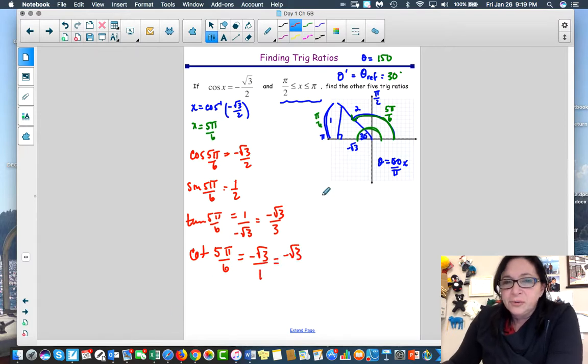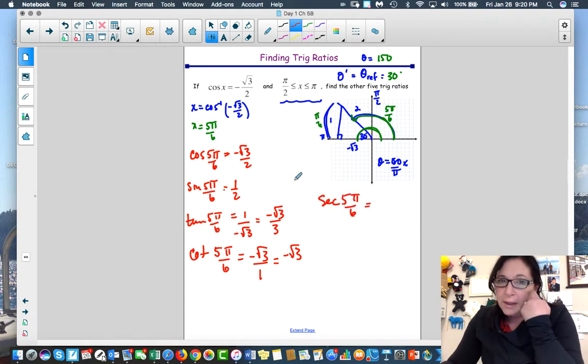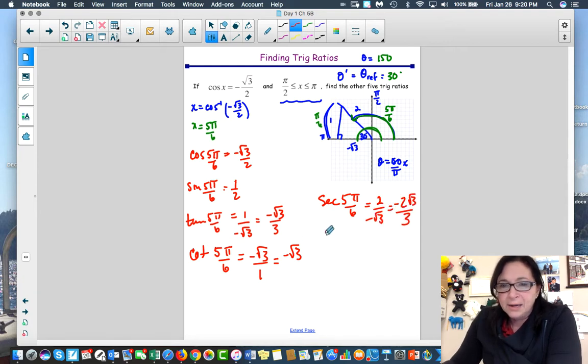The last two are secant of 5 pi over 6. Secant's the reciprocal of cosine. So we're going to flip negative root 3 over 2. So that'll be 2 over negative root 3, or negative 2 root 3 over 3. And cosecant of 5 pi over 6 is the reciprocal of sine. Sine is 1/2, and so that's going to be just 2 over 1.